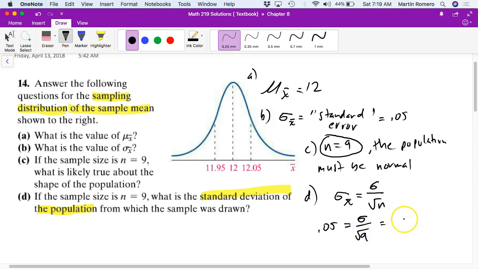And so what that leads us to is that the standard deviation is going to be equal to 3 times 0.05. The square root of 9 is 3. The standard deviation of the population is going to be equal to 0.15.